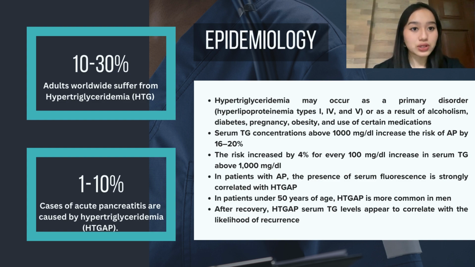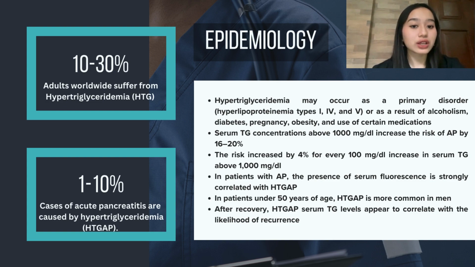So it's so many numbers, and hypertriglyceridemia itself may occur as a primary disorder or as a result of alcoholism, pregnancy, diabetes, or use of certain medicines. Serum triglyceride concentrations above 1,000 milligrams per deciliter increase the risk of acute pancreatitis by 16 to 20%. And if the level increases by 100 milligrams per deciliter, it will increase the risk of acute pancreatitis by 4%.